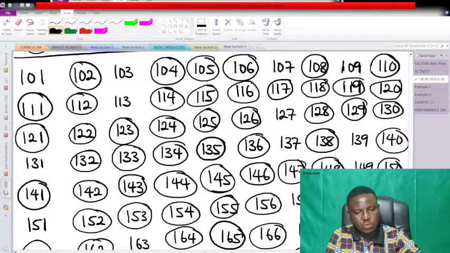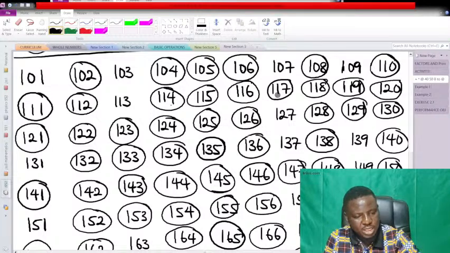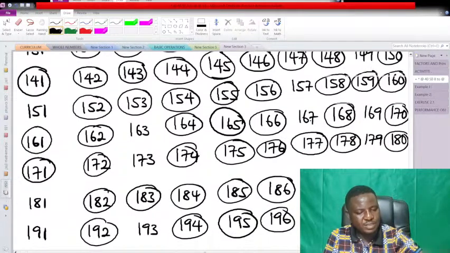is 117. That has been shaded. 117 plus 13, 130. That has been shaded. 130 plus 13, that will be 143. It has been shaded. 143 plus 13, that will be 156. It has been shaded. 156 plus 13, that will be 168. It has been shaded.